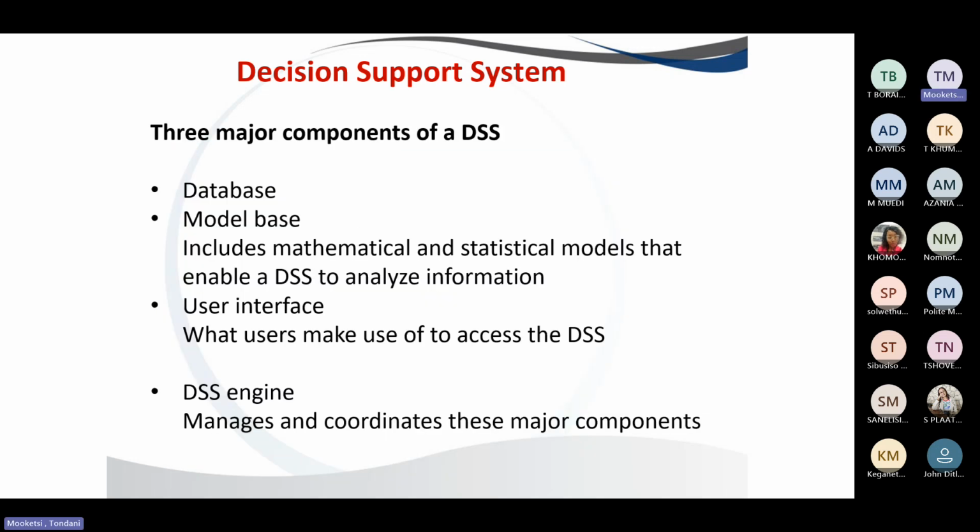So those are the three major components of a decision support system: the database, the model base, which includes mathematical and statistical models. It enables the decision support system to analyze information. The user interface, what users make use of to access the system. And then we have the decision support engine, which manages and coordinates the activities of these three major components.